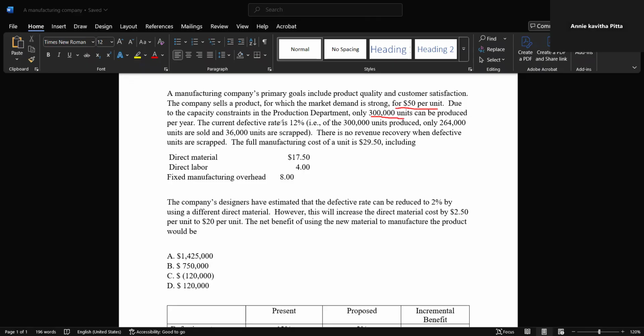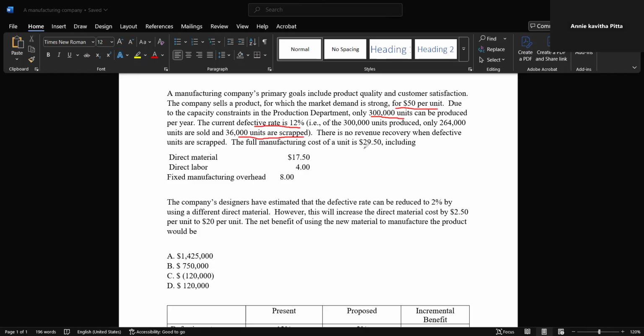The current defective rate is 12%. It says that if 300,000 units were produced, only 264,000 units are sold and 36,000 units are scrapped. So this difference is not closing stock, it is scrap. There is no revenue recovery when defective units are scrapped.